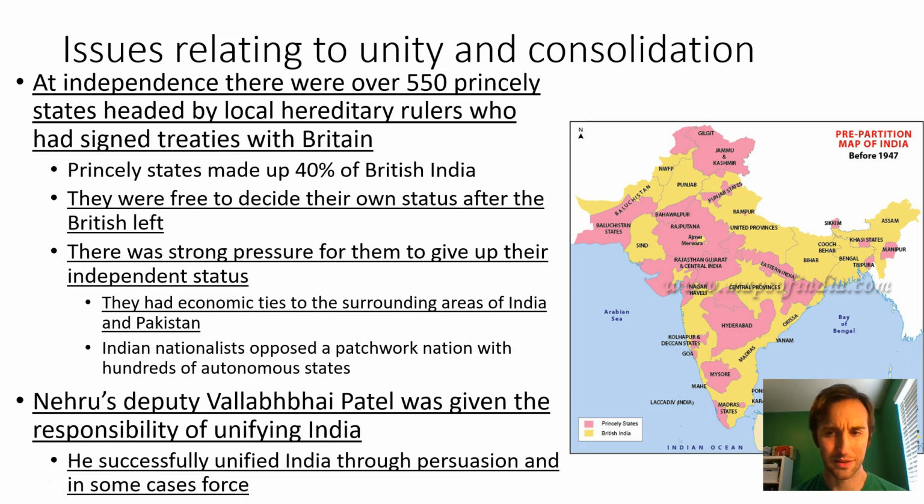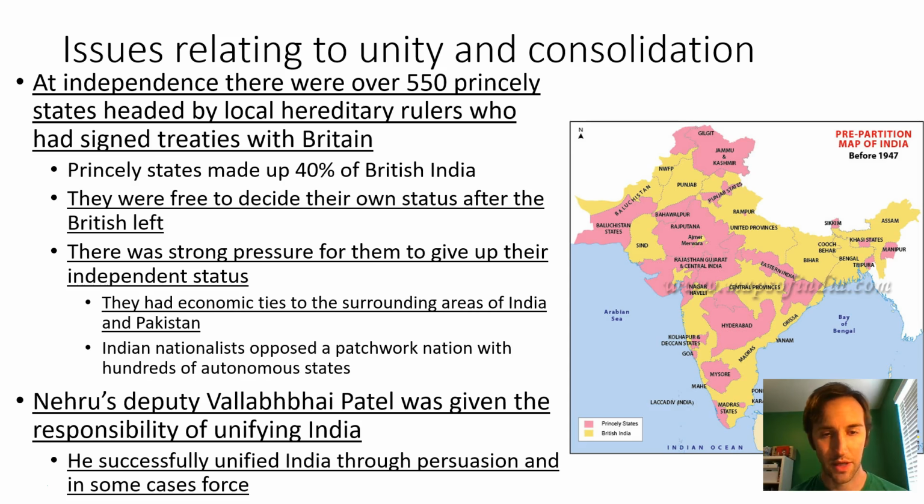Plus, a lot of the Indian nationalists, they didn't want that. They didn't want to have a patchwork country where all of a sudden you have an entirely different country like Hyderabad right in the middle, in the heartland of your country. So they were going to be pushed hard to join a side and not maintain their independence.